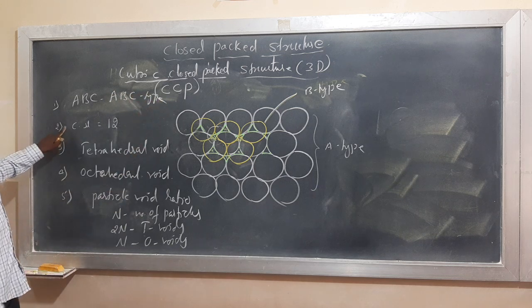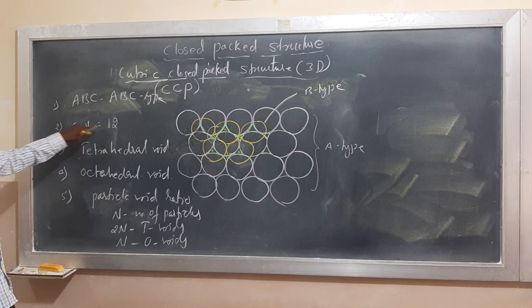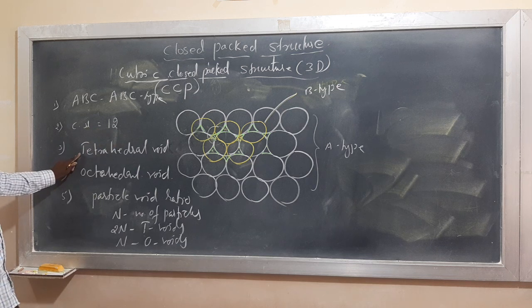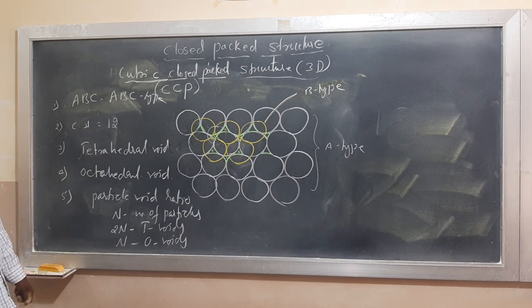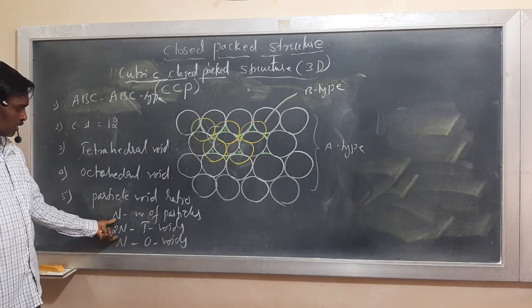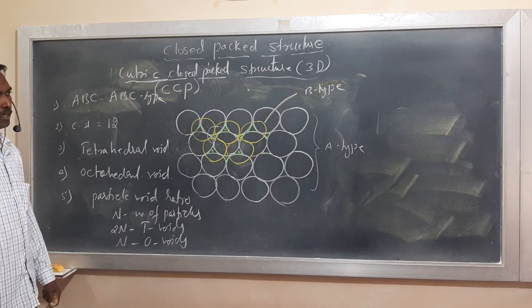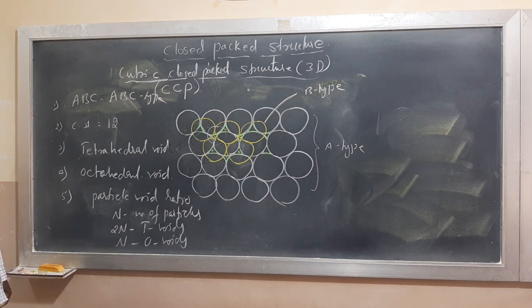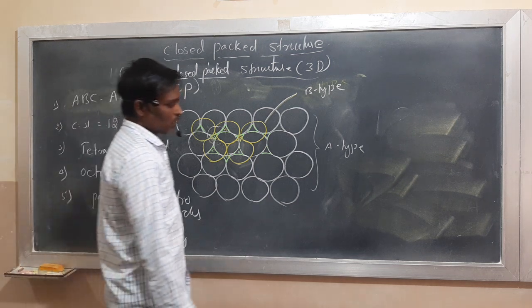Next, the coordination number is also the same. In CCP, the coordination number is 12, and the voids present here are of two types, tetrahedral and octahedral voids, the same types of voids, and the particle void ratio is also the same in CCP arrangement. There n number of particles will create 2n number of tetrahedral voids and n number of octahedral voids. So everything is the same, but the only difference here is the arrangement. In cubic close packing, it is ABC type, and in hexagonal close packing, it is an AB type of arrangement.